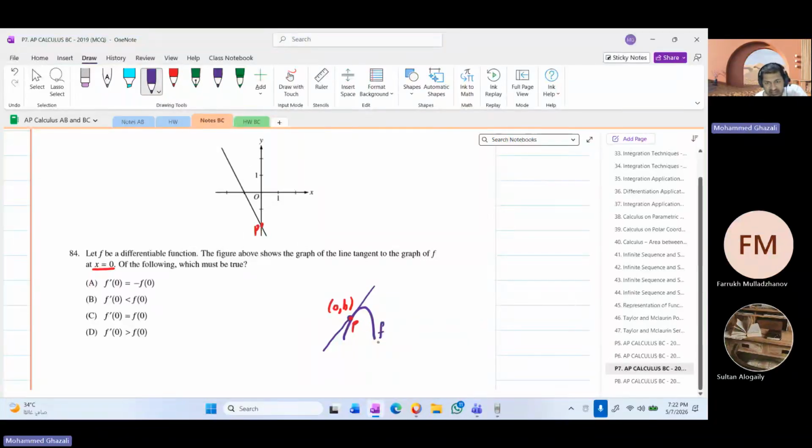Now, what happens at the tangent point? We know f of 0 is equal to b, correct? Make sense? Right. Now, how are you going to find the slope of this line? To find the slope, you're going to say f prime of 0. So in this case, what is f of 0? This is the point of contact, 0 and -2. So we know f of 0 is equal to -2.